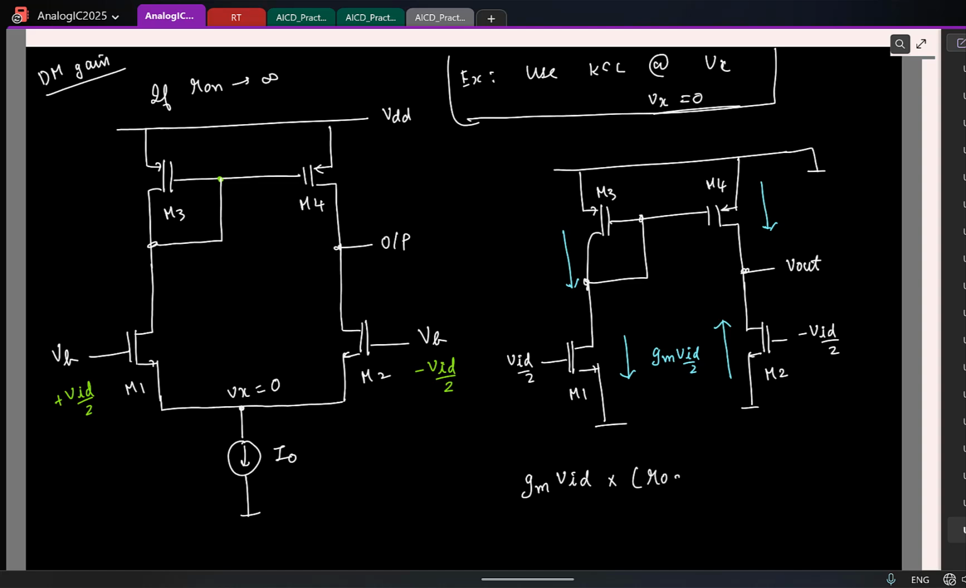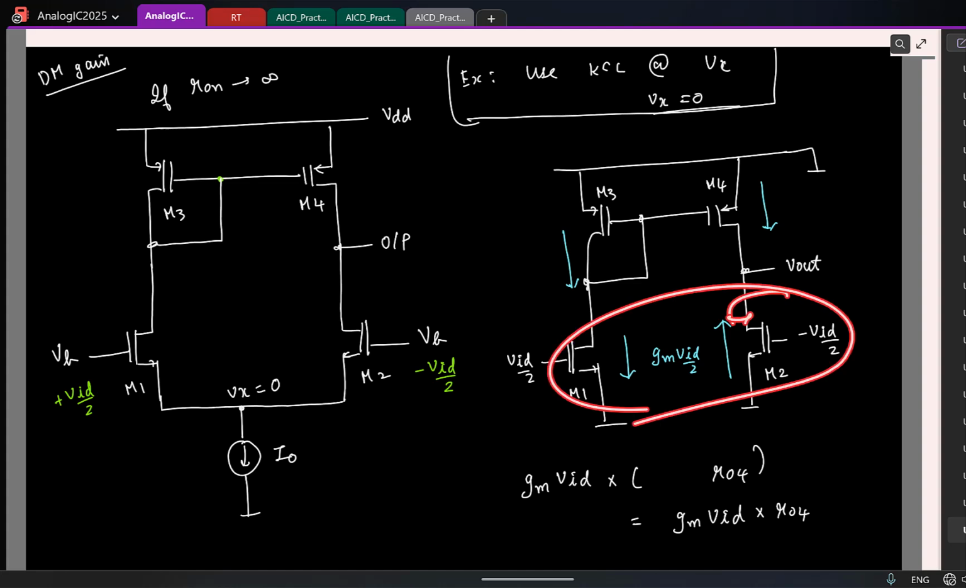I mean, of course, I've ignored the R0 of the NMOS. That is another thing. So I've already ignored the R0 of the NMOS transistor. So R0 is not there. So this is basically GM VID times R0. I'll not write this R02 because I've ignored the R0 of the NMOS.